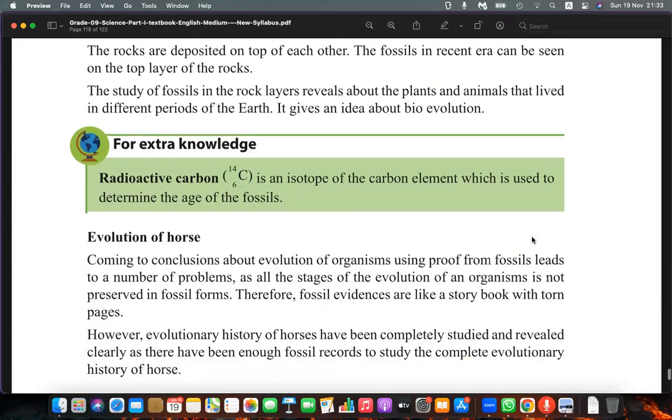Then the next thing is how to determine the age of fossils.